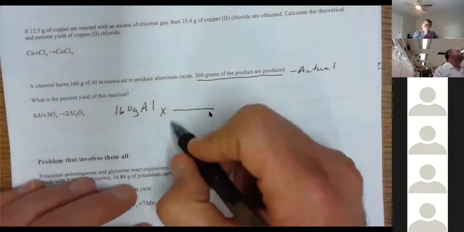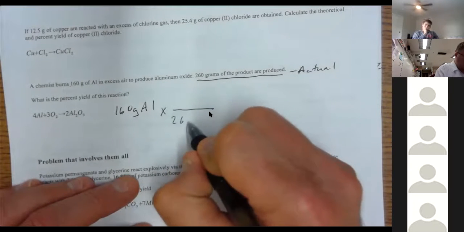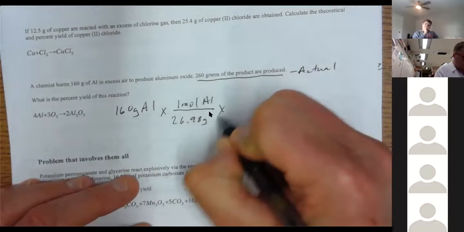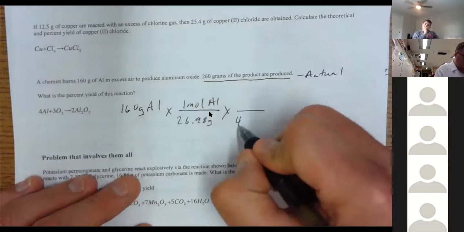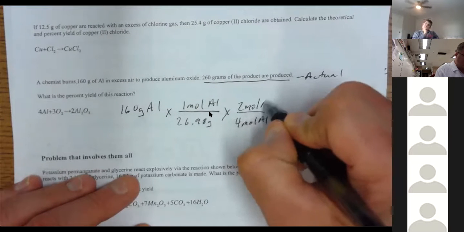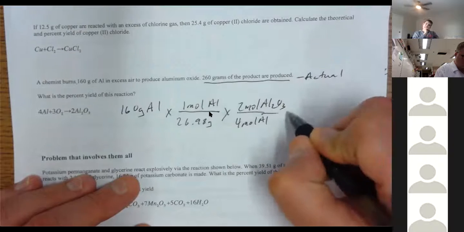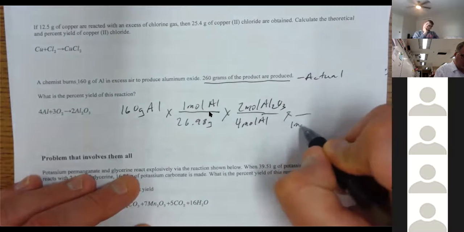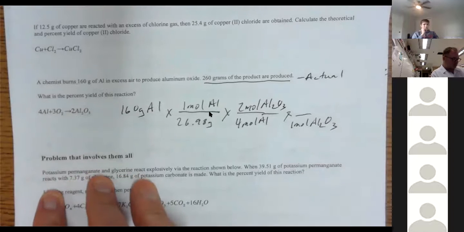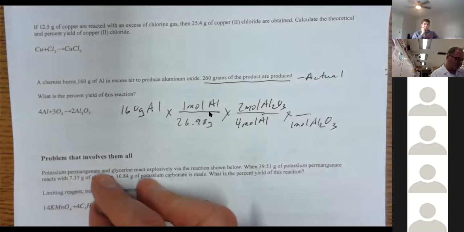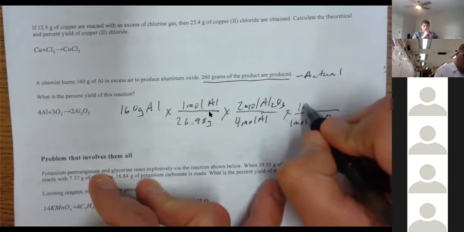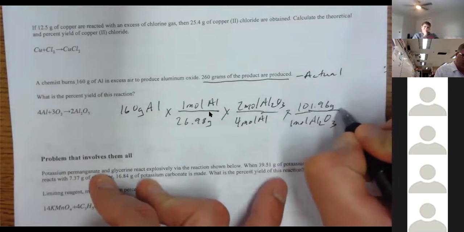So 26.98 grams of aluminum is 1 mole of aluminum. From this balanced equation, every 4 moles of aluminum makes 2 moles of aluminum oxide. And every 1 mole of aluminum oxide, 3 times 16 plus 2 times 26.98, is 101.96 grams of aluminum oxide.